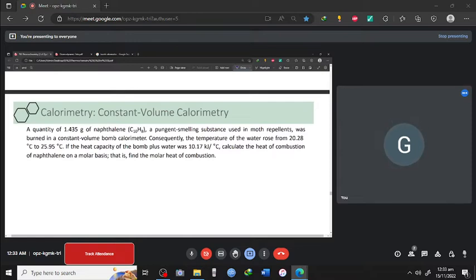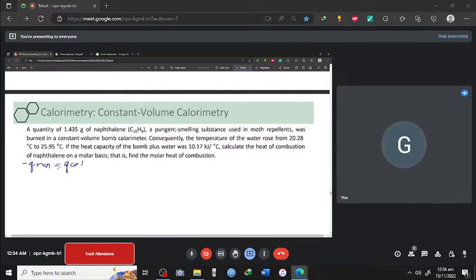So, consequently, the temperature of the water rose from 20.28 degrees Celsius to 25.95 degrees Celsius. Okay? If the heat capacity of the bomb plus water was 10.17 kilojoules per degree Celsius, calculate the heat of combustion of naphthalene on a molar basis. That is, find the molar heat of combustion. Okay? So, yung formula natin kanina for bomb calorimeter is negative Q reaction is equal to heat of the calorimeter.